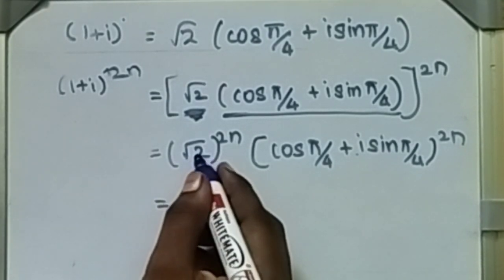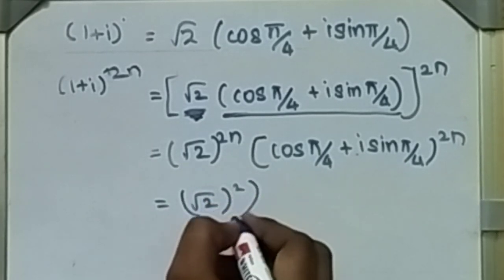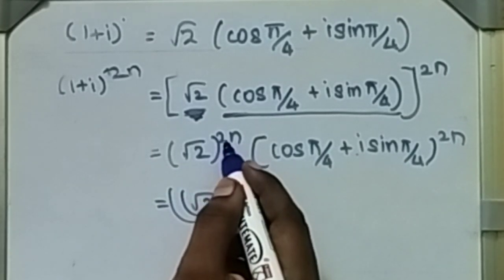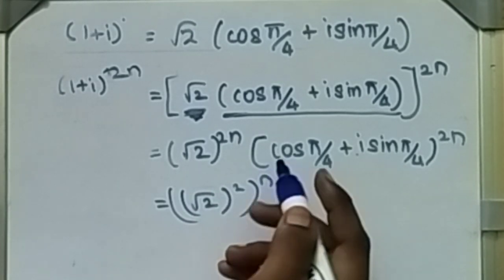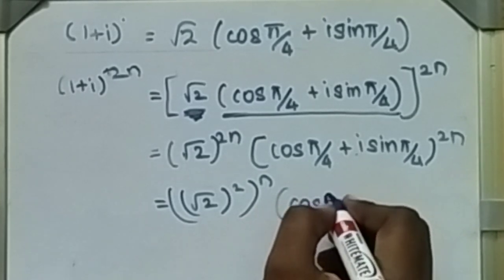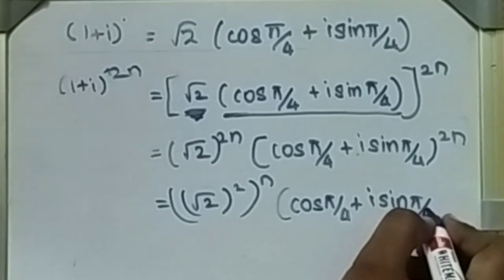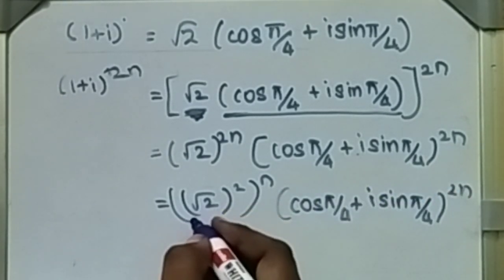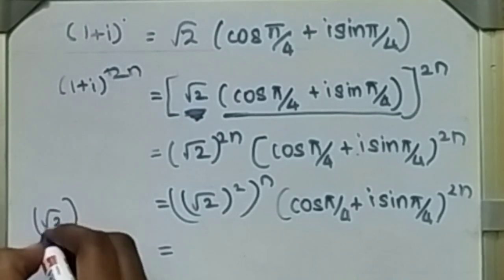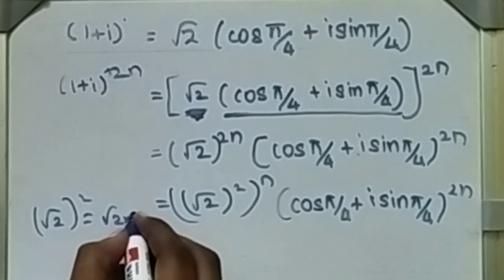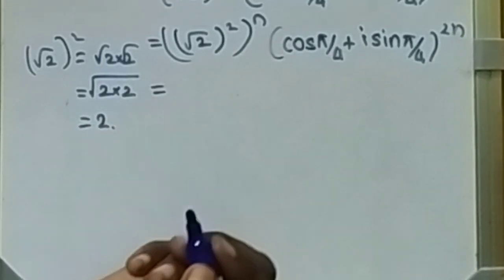So we can rewrite this term. Root 2 power 2n, I am just separating the 2n, so it becomes root 2 power 2, the whole power n. And I take cos π/4 plus i sin π/4 power 2n. Root 2 the whole square is root 2 into root 2, so it becomes root of 2 into 2, which equals 2.